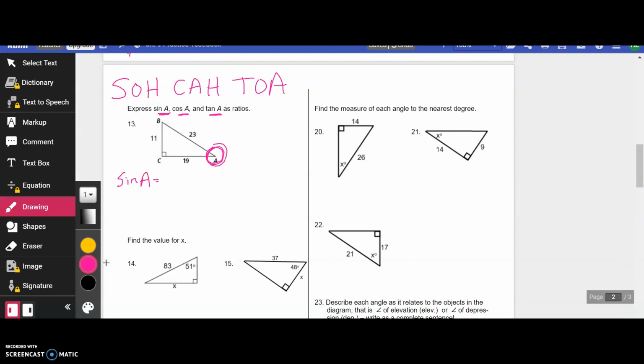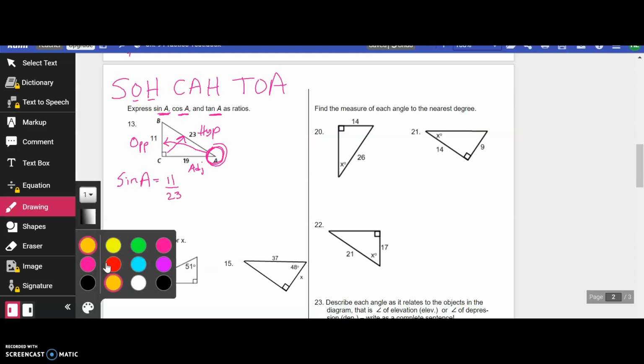Okay, so we circle the angle, now we label the sides. So across from the angle is my opposite. Across from the 90 is my hypotenuse. And the one next door to my angle would be my adjacent. So if I'm trying to write the ratio of sine, I need the O divided by the H. So my 11 divided by 23. And that's it. That's all we're doing on that one. We're just writing the ratio. You don't have to do anything else there.